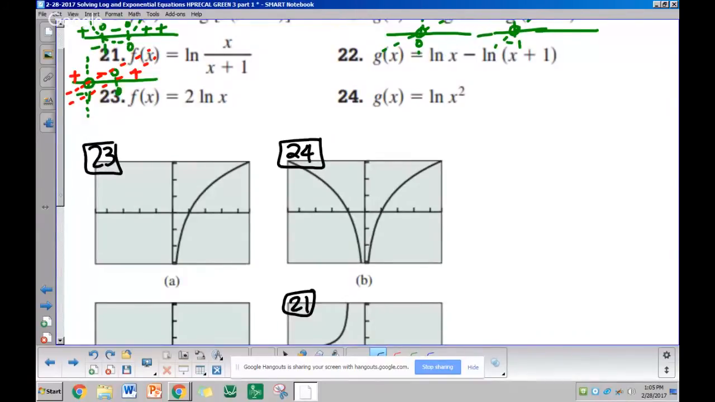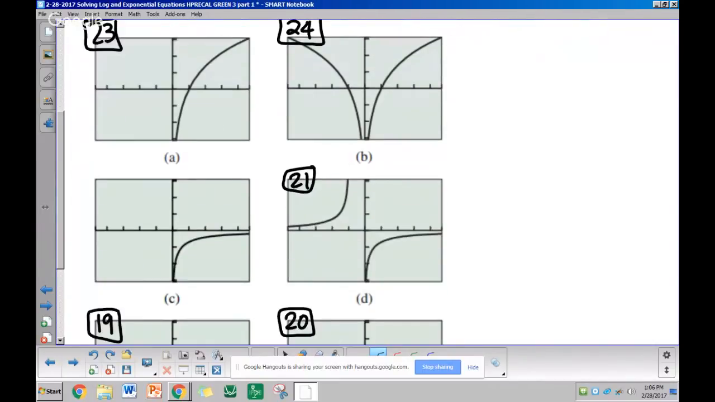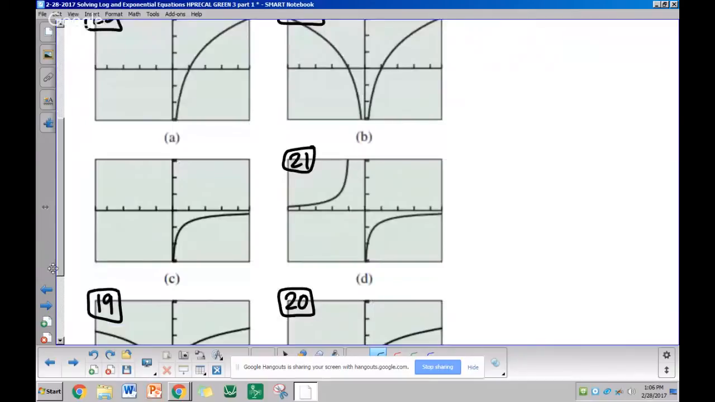All right. What about 22? It has to be C. Why? Because this is division again, and this would be the log of x over x plus 1, which is a number that's always a fraction, which would be less than 0. So this one has to be 22. I might have helped you with your homework here, because I got this from the book.